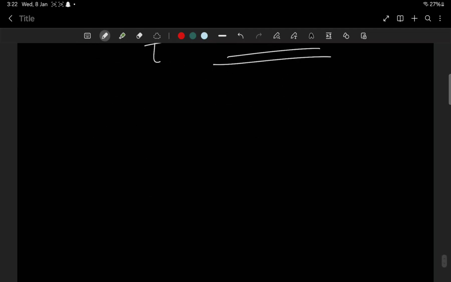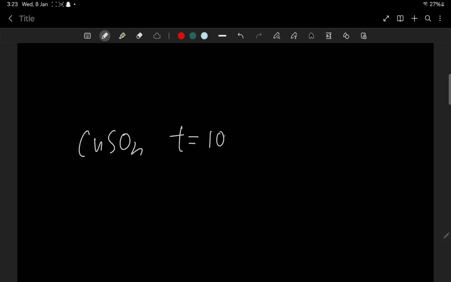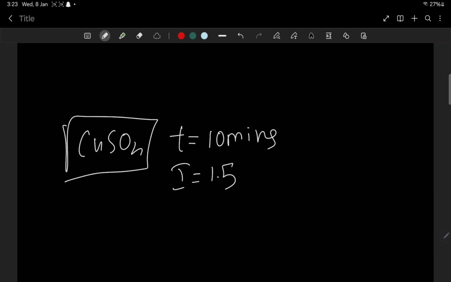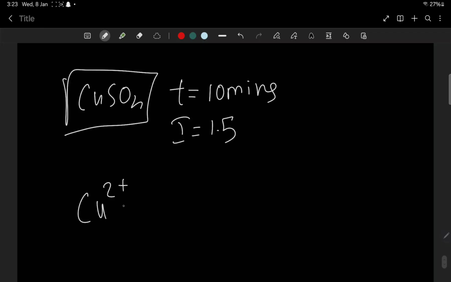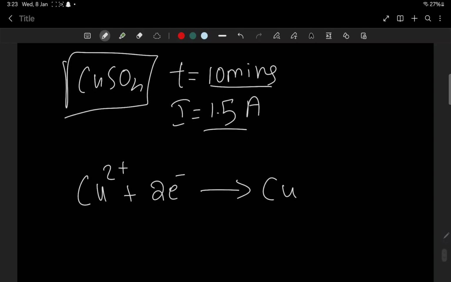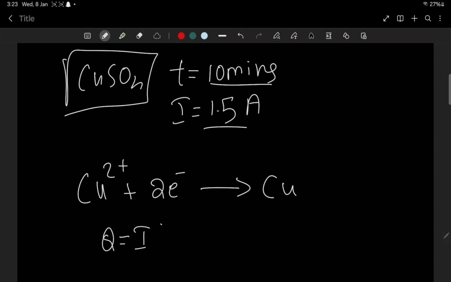Now another example. We will do a question itself. It's very simple. A solution of CuSO4 is electrolyzed for time equal to 10 minutes with a current I equal to 1.5 ampere. What mass of copper? So they are telling that a CuSO4 solution is taken, and that means Cu2+ plus 2 electrons gives Cu. This reaction is happening for 10 minutes with 1.5 ampere current. You know that Q equals I T. First of all, find this Q.